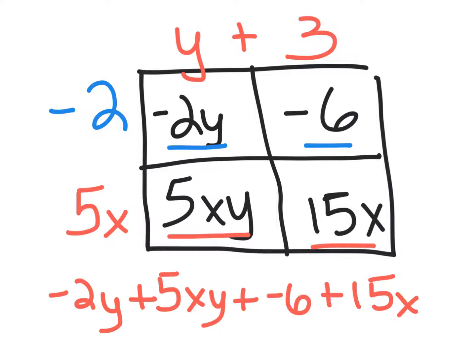So my factors are going to be y plus 3 times 5x minus 2. Go ahead and try letter C in your groups.